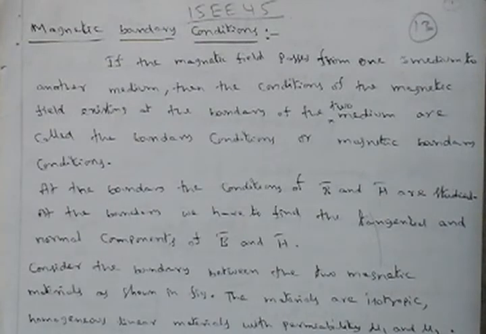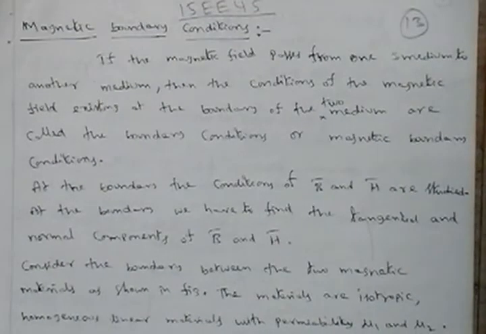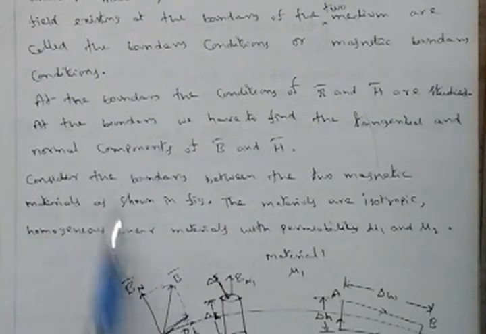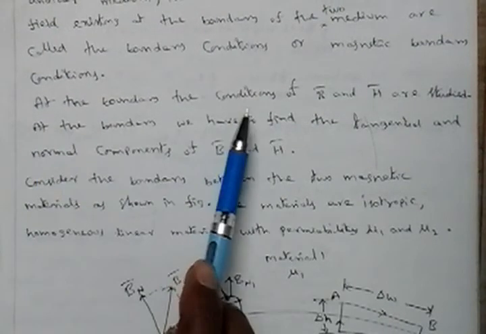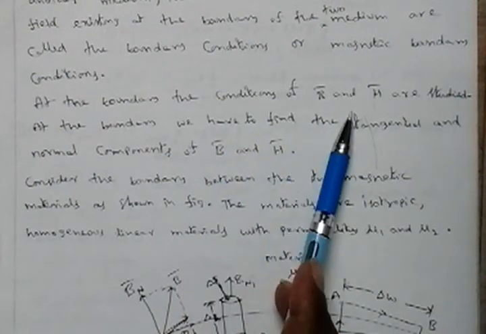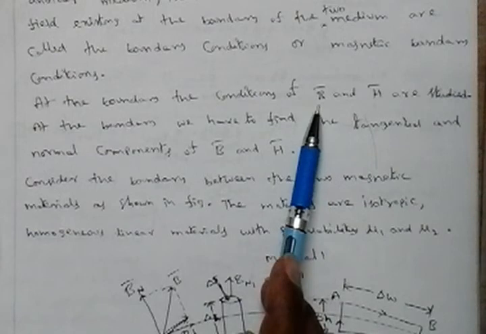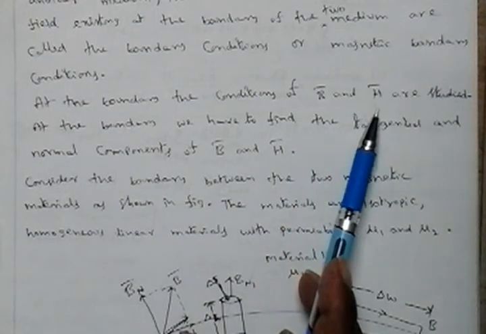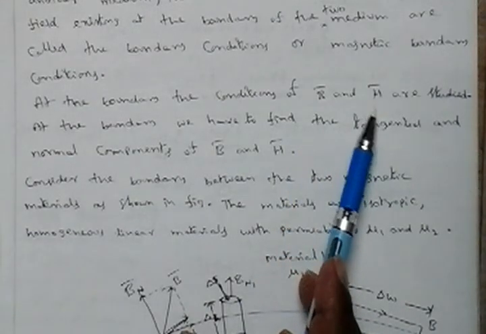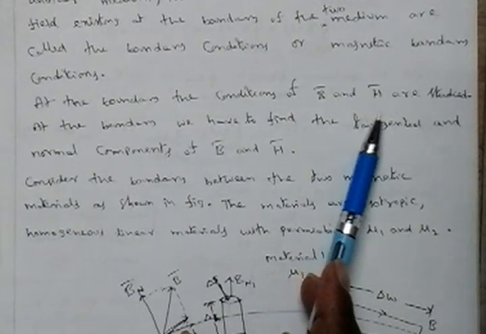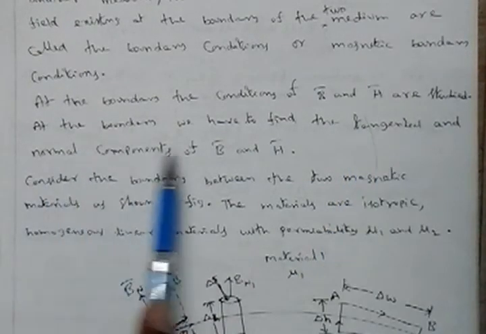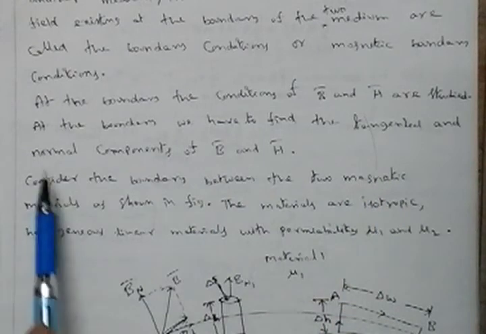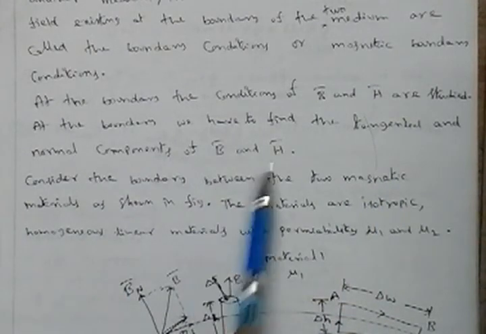Now let's see how this is applicable to magnetic boundary conditions. The definition is exactly the same as for electric boundary conditions. What we are going to determine is the conditions of B bar and H bar at the boundary. Why B bar and H bar? B bar is the magnetic flux density and H bar is the magnetic field intensity. In electric boundary conditions, the E and D components are studied. At the boundary we have to find the tangential and normal components of B bar and H bar.